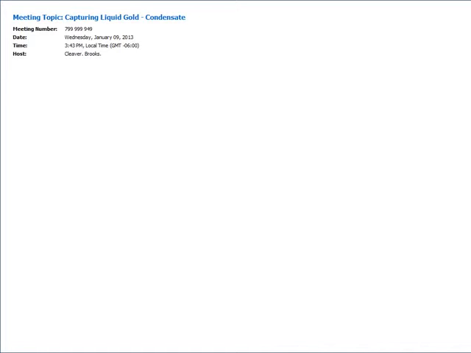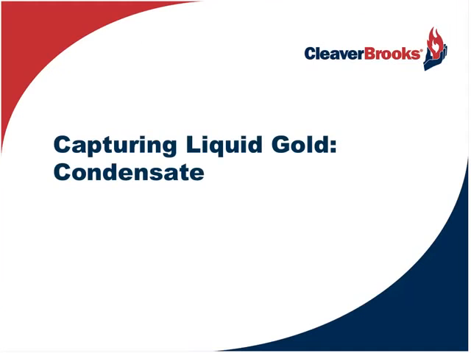Capturing liquid gold condensate was actually requested by several past audience members who wanted us to go out into the system beyond the boiler room walls and discuss pertinent information which would broaden their overall steam system knowledge while assisting them in improving their operations relating to saving energy, improving the process, and as always, improving safety within the plant. Now, toward this end, we have chosen to spend today's program discussing condensate and its role in achieving a more effective and efficient steam system.